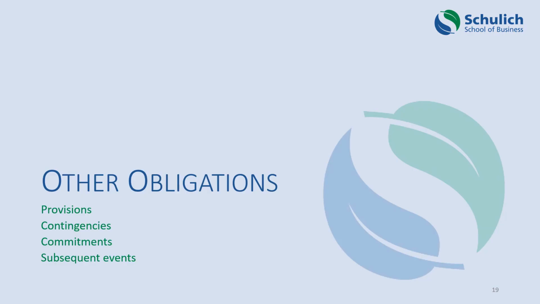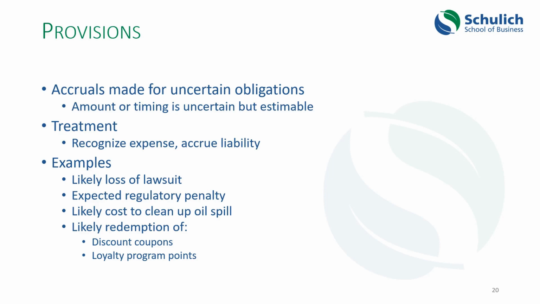Those were our examples of liabilities that have matching assets. Now let's look at some other obligations, which are quite simple, and I just want to go through those conceptually with you. We're going to talk about provisions, contingencies, commitments, and subsequent events. A provision is an accrual that's made for some uncertain obligation in the future. So something where the amount is not exactly known or the timing of it is uncertain, but you can still estimate what the amount or the timing is going to be.